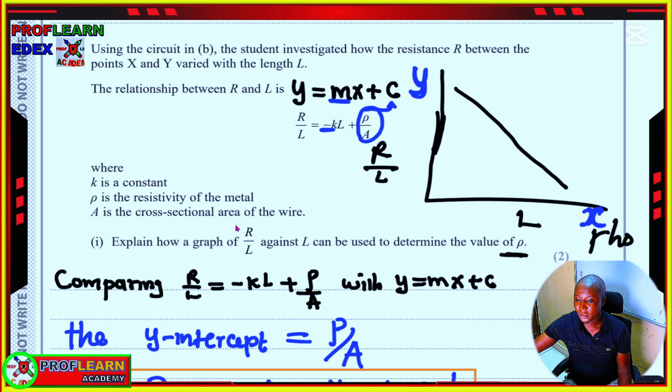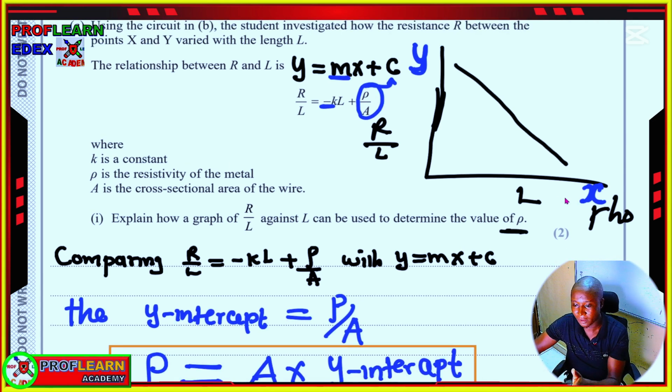Now, remember the graph that was plotted is a graph of R over L against L. So on the y-axis we have R over L, and on the x-axis we have L. Since this is a negative sign, the graph will be sloping down to the left. If you compare this with the equation of a straight line, y equals mx plus c, we can identify that negative K corresponds to the gradient. So negative K is the gradient of that graph.